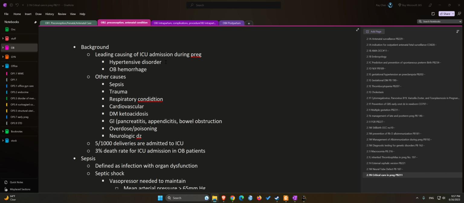One is hypertensive disorder, the other one is OB hemorrhage. Other causes: sepsis, trauma, respiratory condition, cardiovascular events, diabetic ketoacidosis, GI issues such as pancreatitis, appendicitis, and bowel obstruction, overdose/poisoning, neurologic disease.